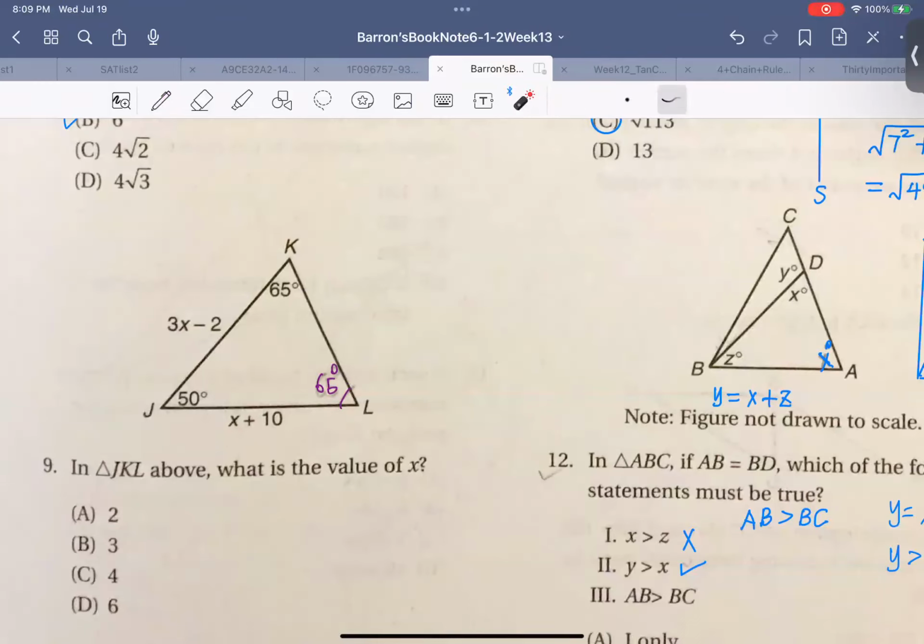If you have 2 angles equal, this triangle is called what kind of triangle? Scalene. 65, 65, so this is an isosceles triangle, right? Isosceles triangle, these two sides will be equal.